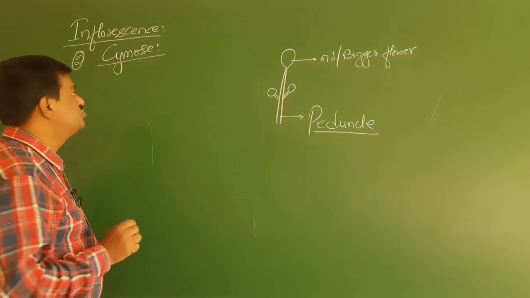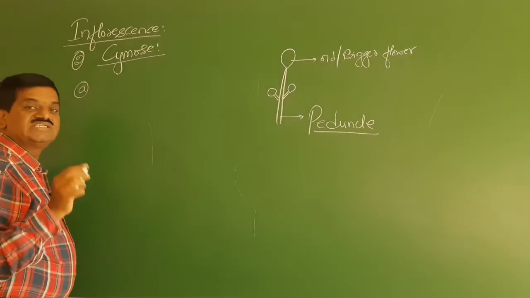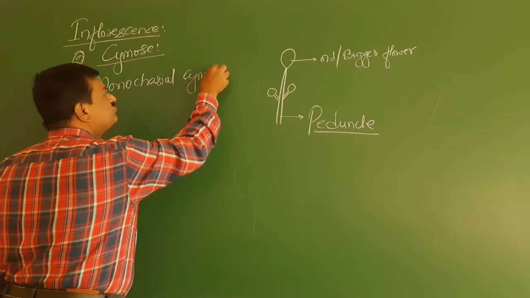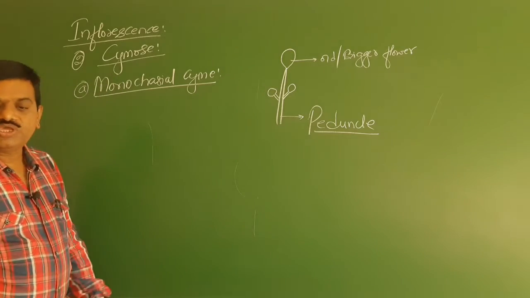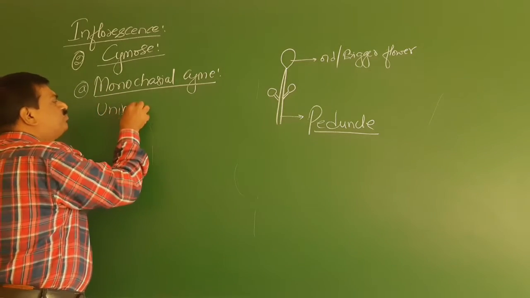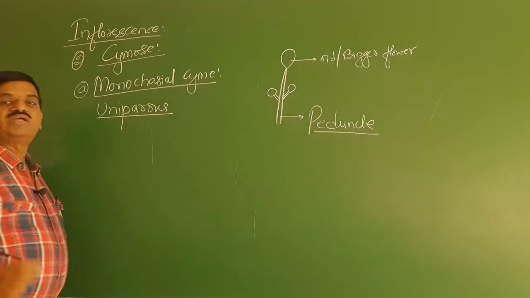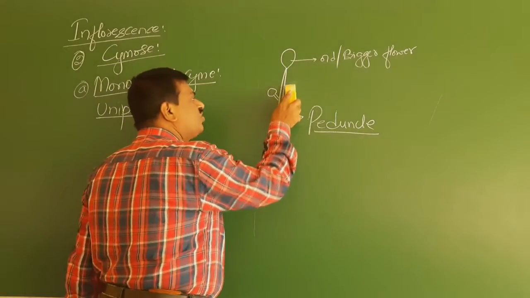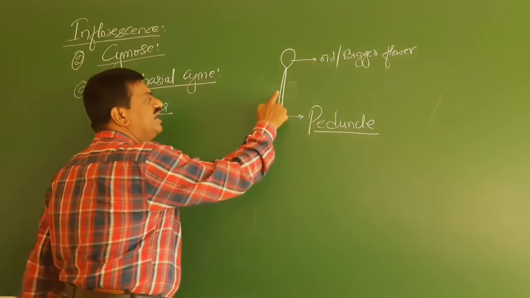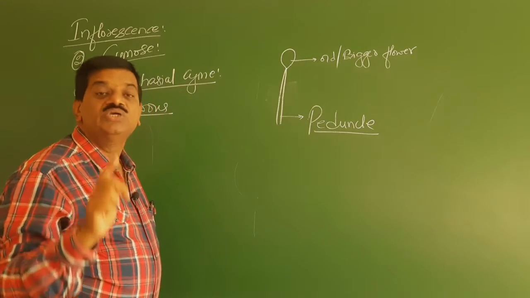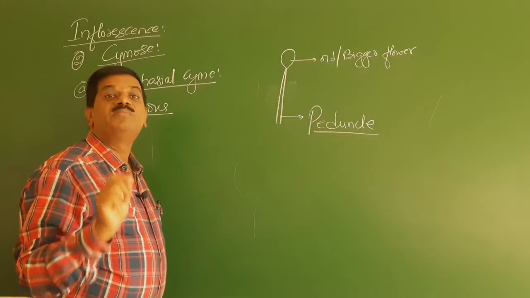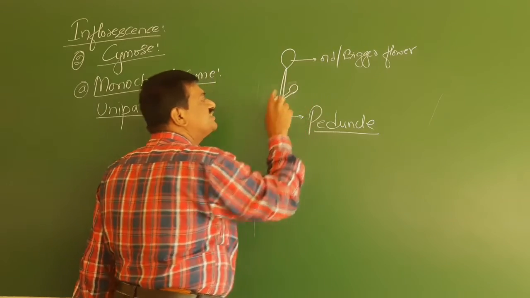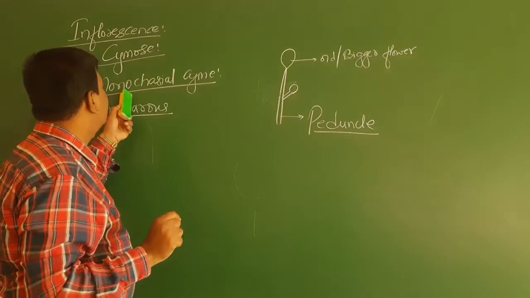different types of cymoses. In a cymose, the first one is called monochasial cyme, also called uniparous cyme. In a monochasial cyme, there is a peduncle, and the peduncle is ending with an older flower, and only on one side there is branching. Only on one side there are flowers. Towards one lateral side flowers are present, hence we call it monochasial.